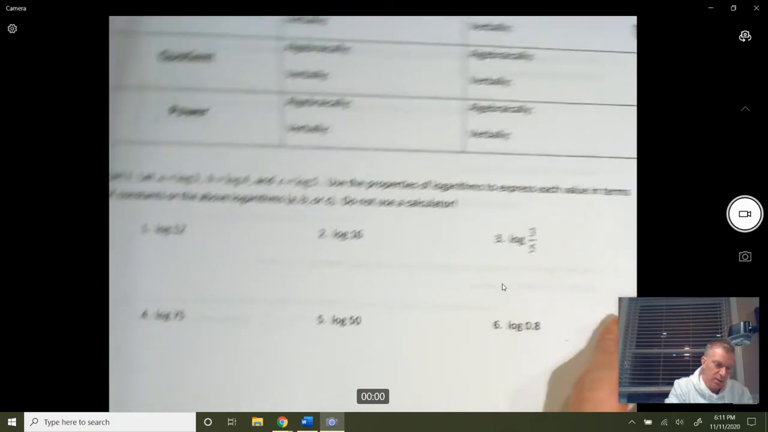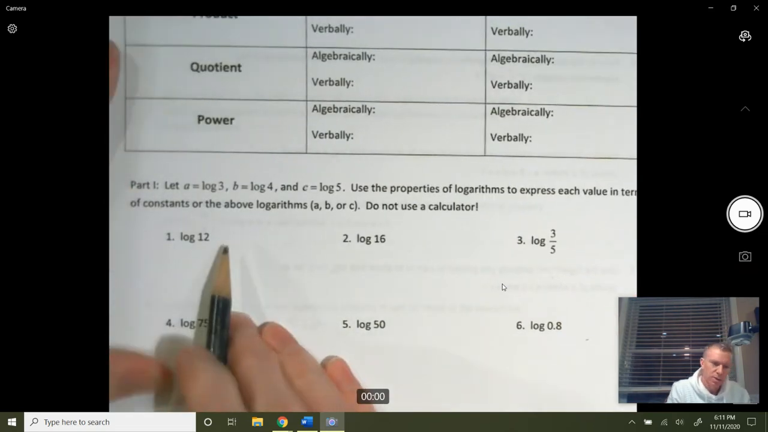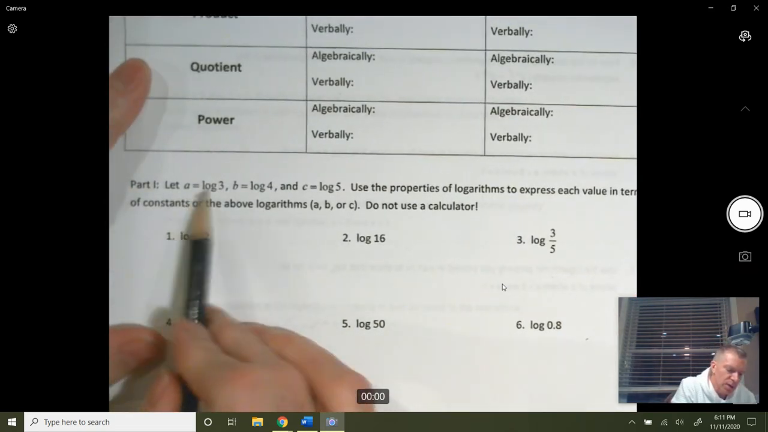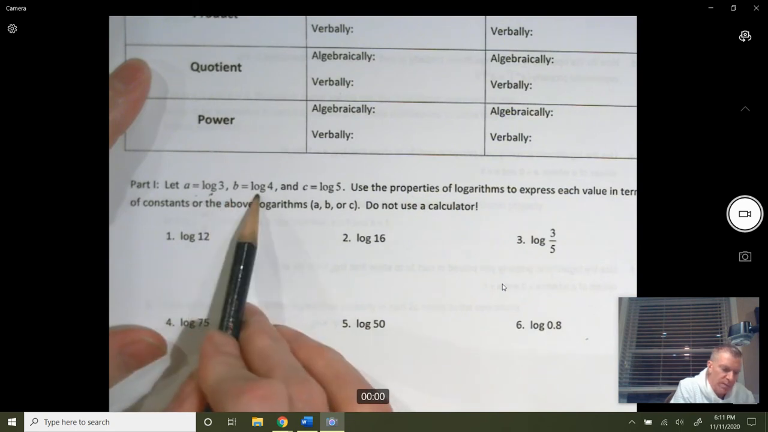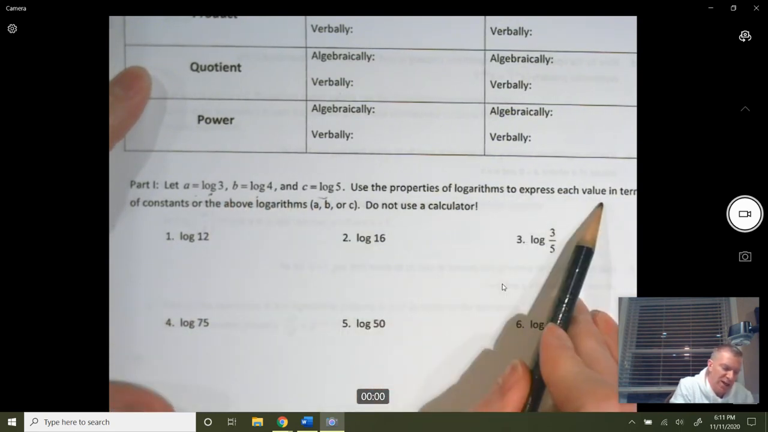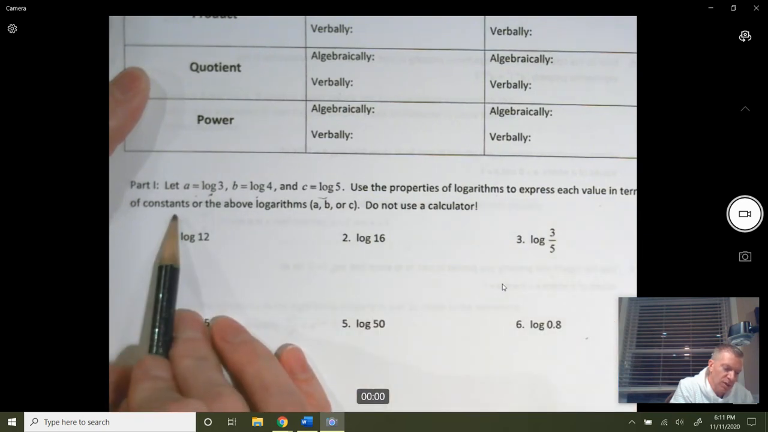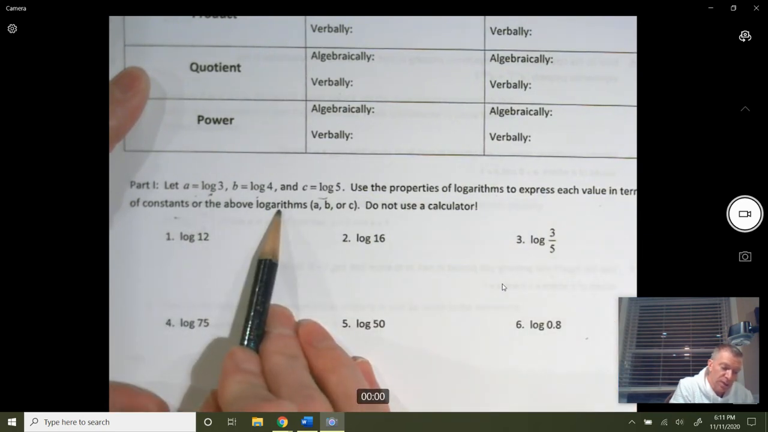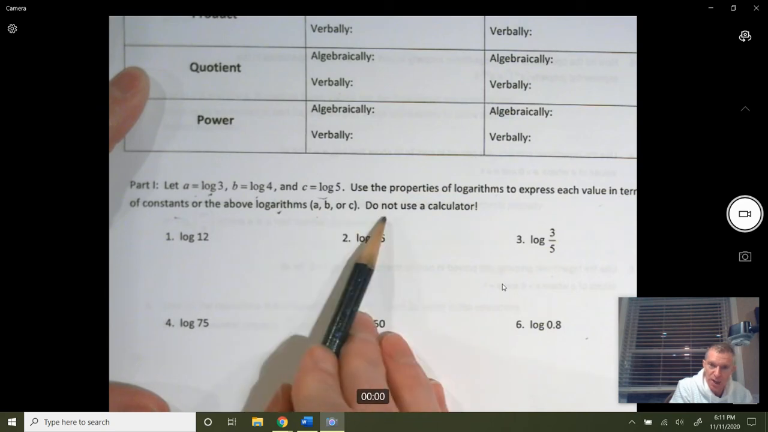So let's look at our packet. We're going to look at the bottom of the packet, and this is an interesting type of problem. So let a equals log of 3, b equals log of 4, and c equals log of 5. You use the properties of logs to express each value in terms of constants or the above logarithms, a, b, and c. Do not use a calculator.